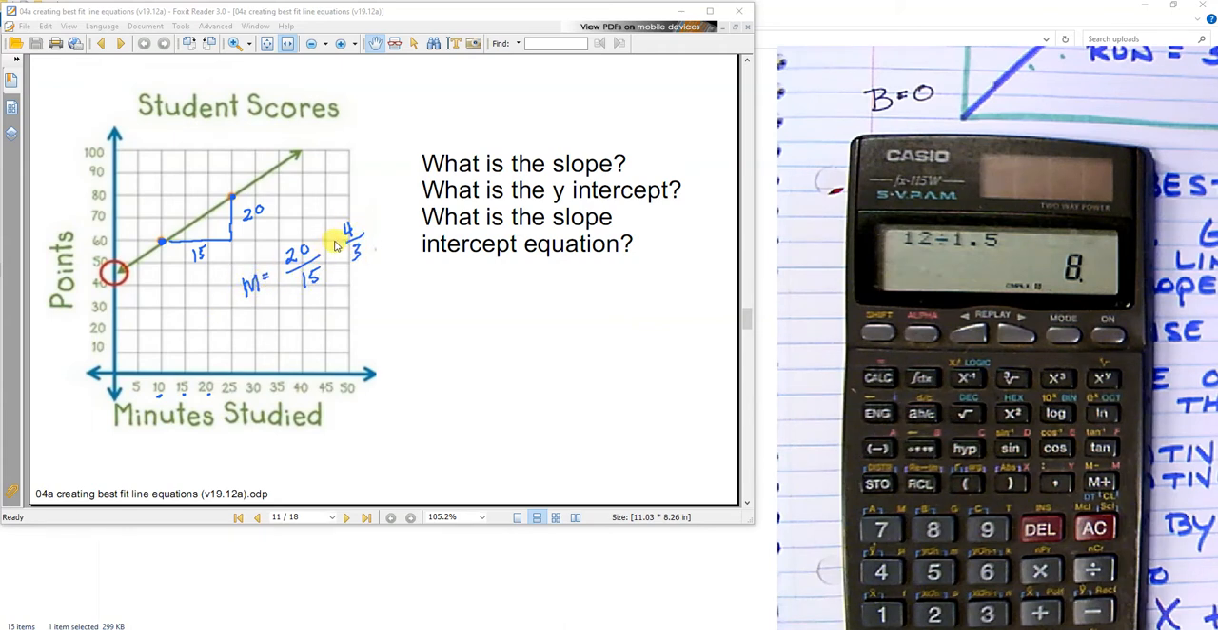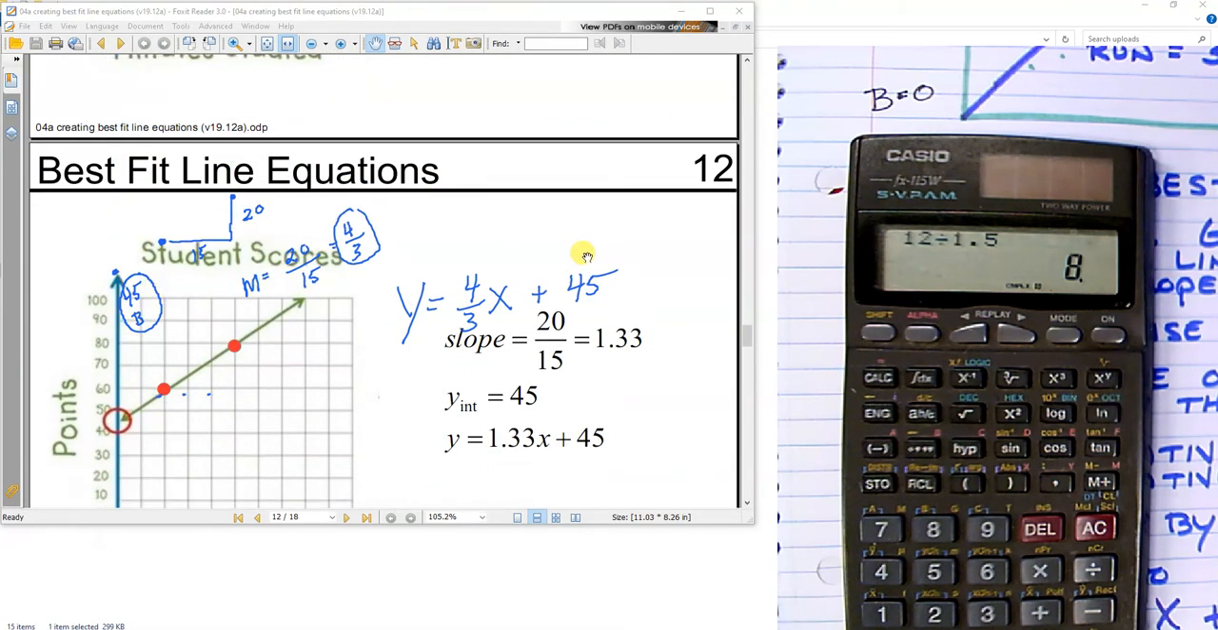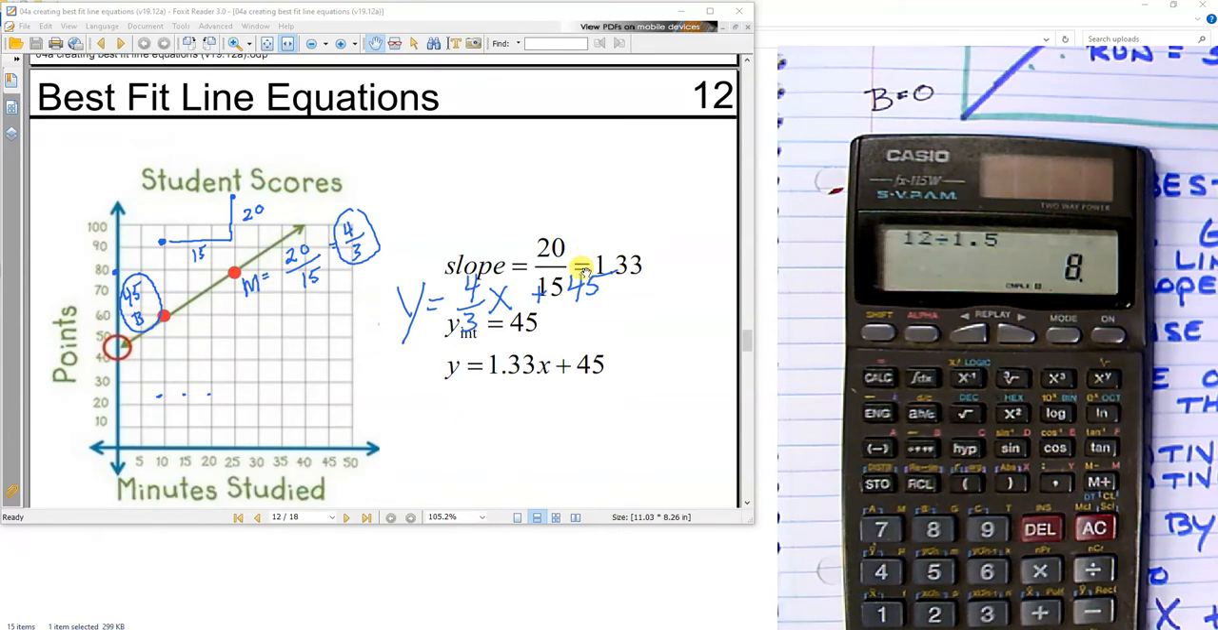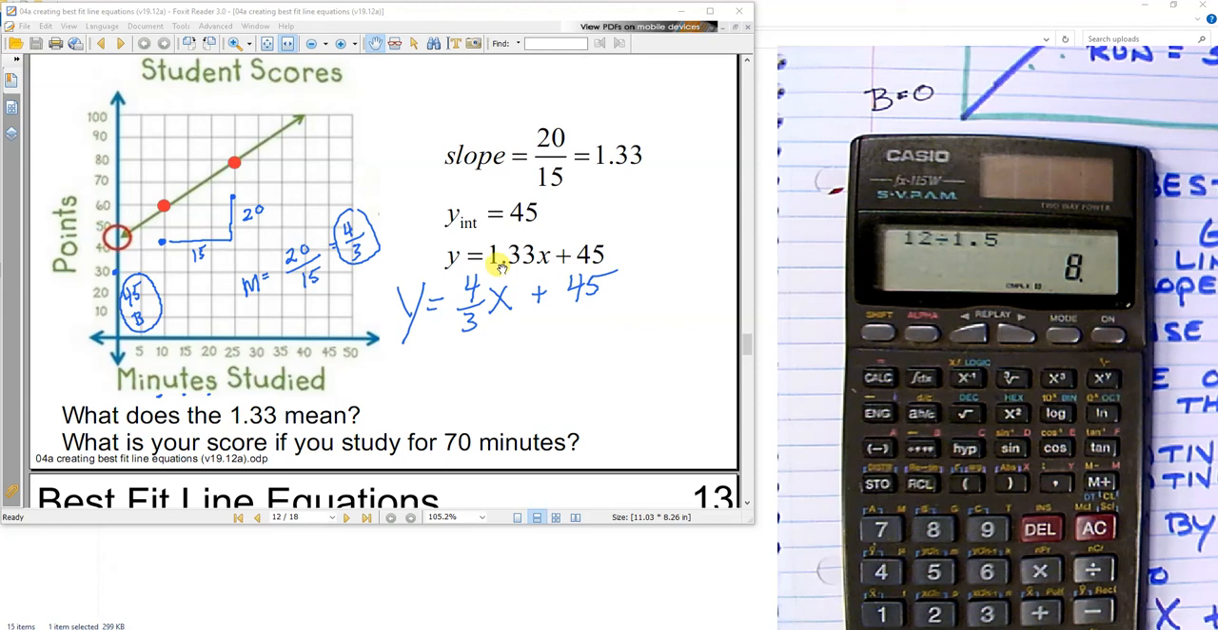And my y-intercept, it's right there. I think that's at about 45. I have my b, I have my m, y equals mx plus b, and I plug it in. All right, so here I wrote it as 4/3, and that's the same thing as 1.33 repeating. So what does this mean? So let's plug in a 0. If I study for 0 minutes, I would get a score of 45. If I study for 1 minute, that means my score would go up by 1.33.